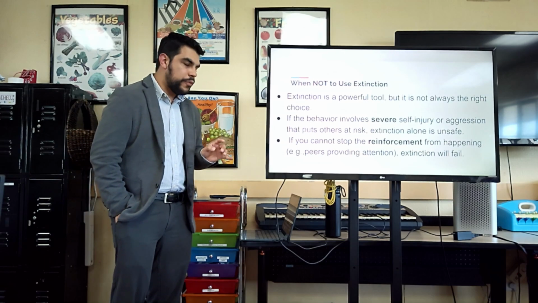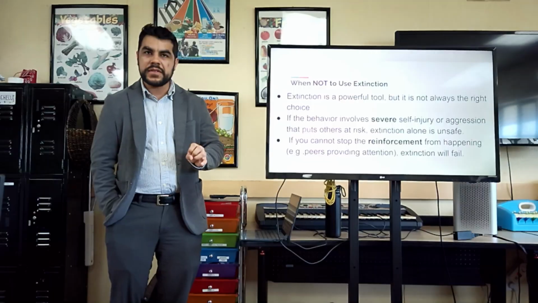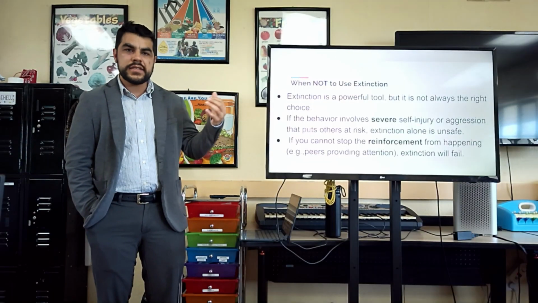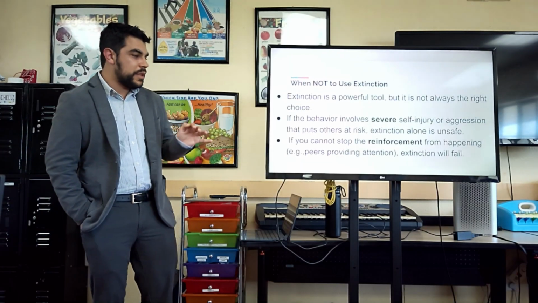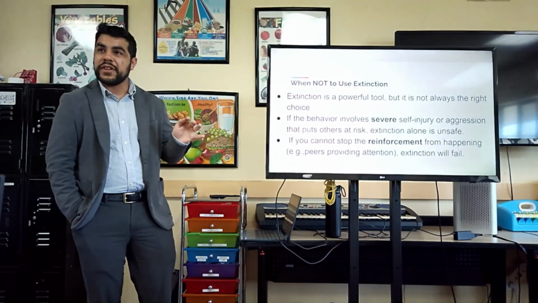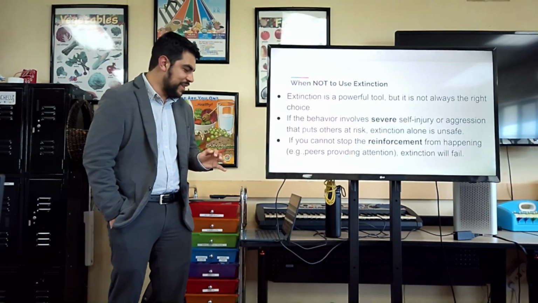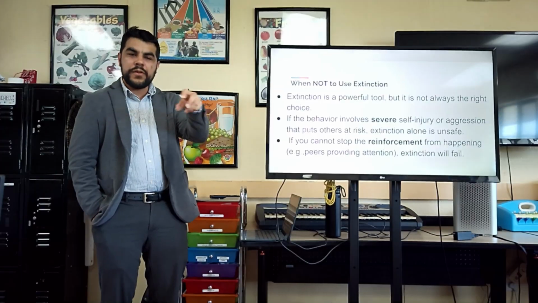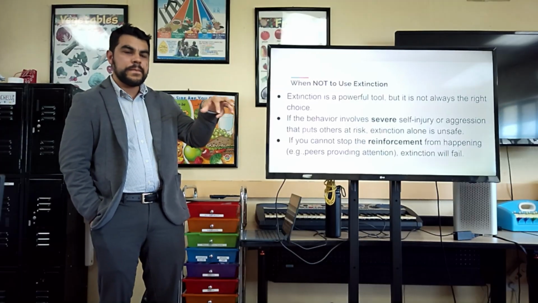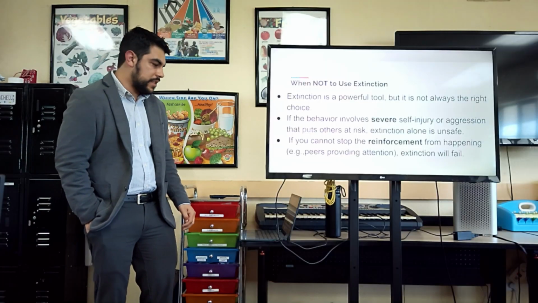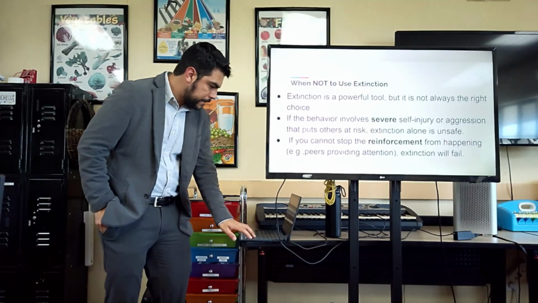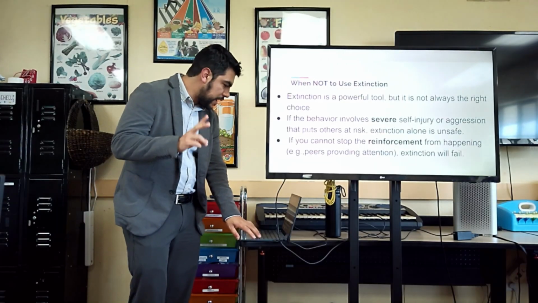And if reinforcement is derived from other sources other than us implementing it, then it can be very difficult to control. We're going to be looking at bootleg reinforcement, for a funny term, to see all these other confounding variables that we have to take into account if we are going to implement extinction successfully. So those are the two instances where you do not use extinction.